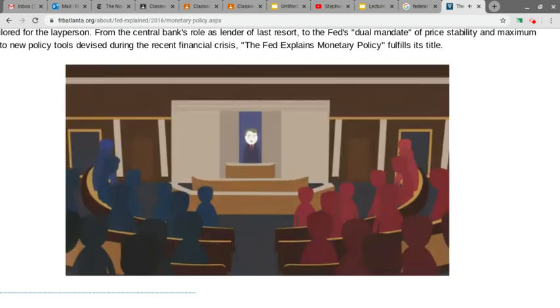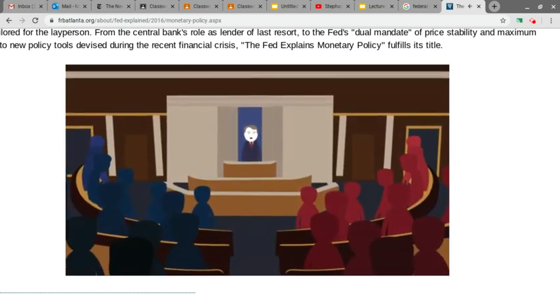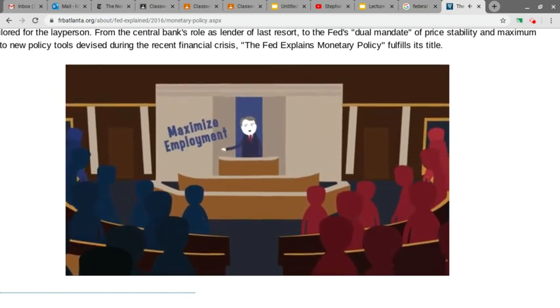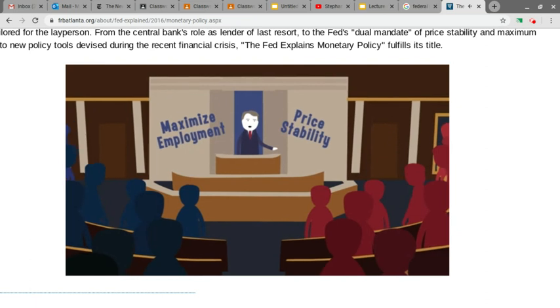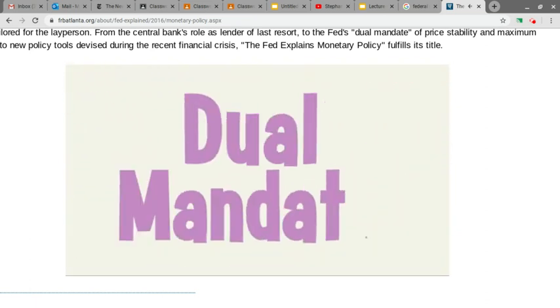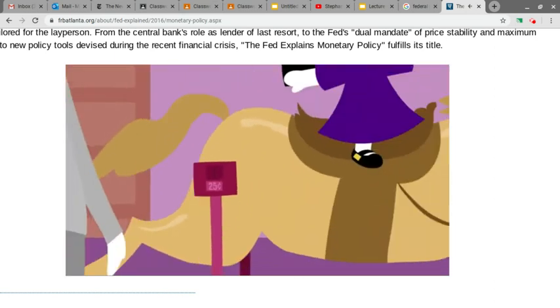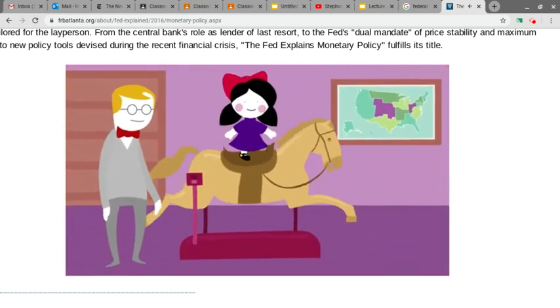In 1977, Congress amended the Federal Reserve Act, stating the Fed's monetary policy objectives were to maximize employment and maintain price stability. That's what is now called the dual mandate. For more than 100 years, the Fed has used its policies to help our economy run smoothly.